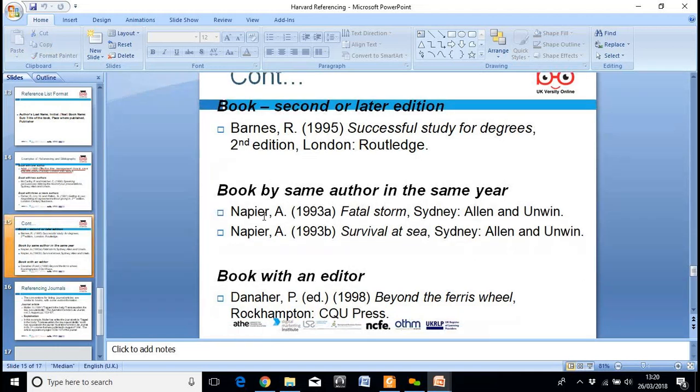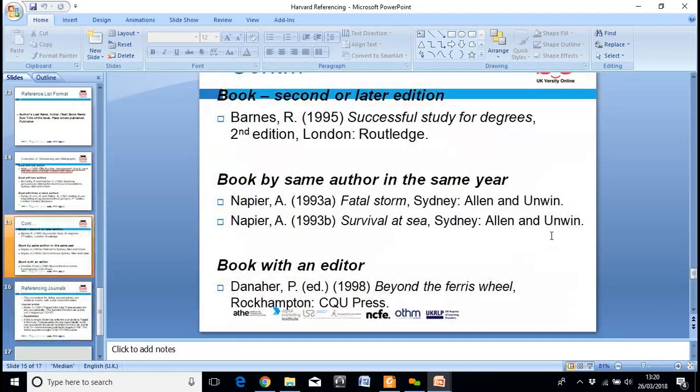Same author, same year, A and B. They are two different things, different subjects, or separate books, I should say. Everything else is the same, so you just put A and B. If it's something that's been edited, it will say ED, editor. Again, then the title and where it's been actually produced.